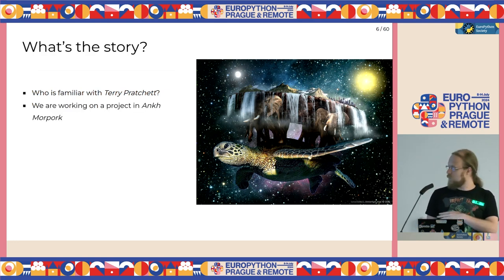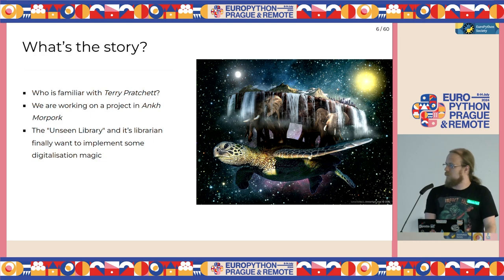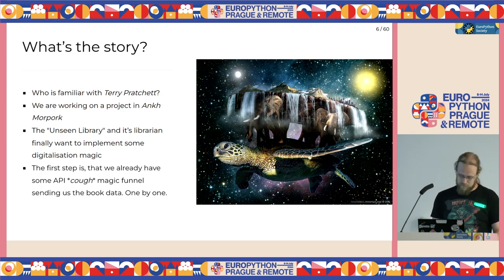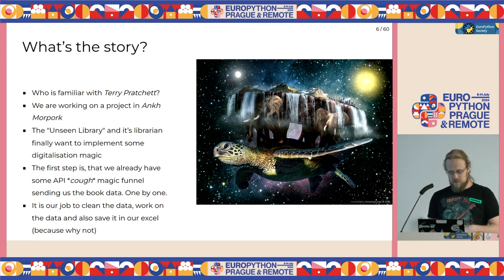So in this case, we are working on a project in Ankh-Morpork, which is a large city in this world. And there's an unseen library, and it has a librarian who wants to finally implement some digitalization magic. And in the first step, we already have some magic funnel, let's call it API in our world, sending us book data one by one. And our job is to clean the data, work on the data, save it in some Excel or CSV, and I had to use some Go for that.